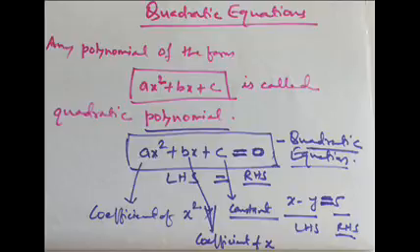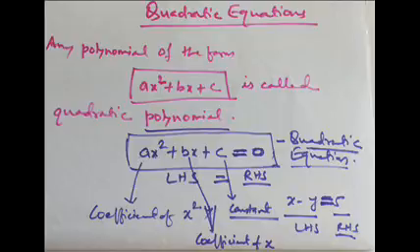Why is it called a quadratic equation? Because the equation has highest degree 2. So the highest power of the variable will be 2. That's why it is called a quadratic equation. Here, it is of the form ax square plus bx plus c is equal to 0, where a is the coefficient of x square, b is the coefficient of x, and c is any constant. And one more thing I told, a cannot be equal to 0.